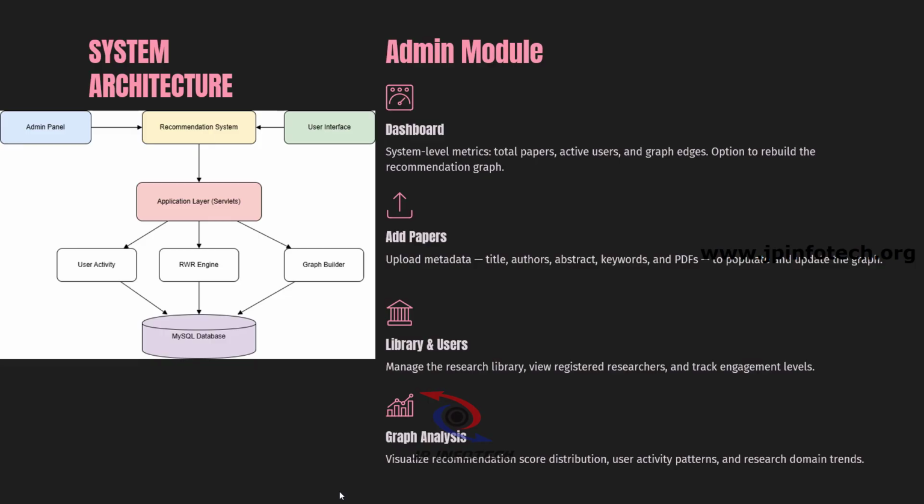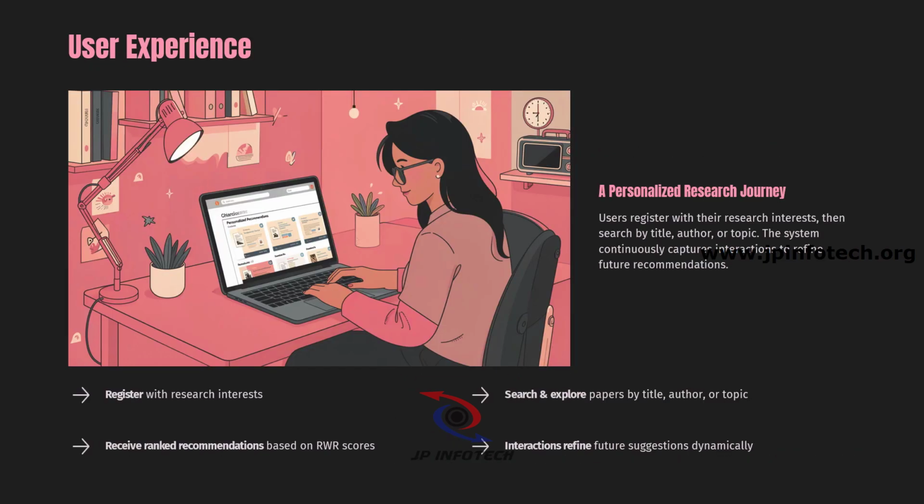Here you can see the system architecture, where the proposed system contains the admin panel and the user interface. The recommendation system is developed in the front end part, where the application layers have the user activity, the RWR engine, the graph builder and the database connection. We have two modules, admin and user. Here you can see the admin modules and the user experience part of it.